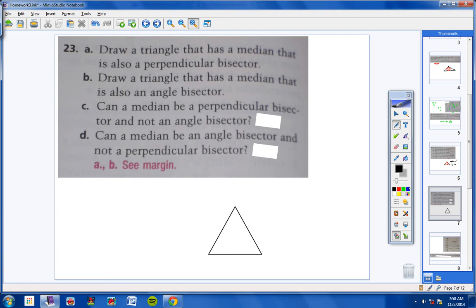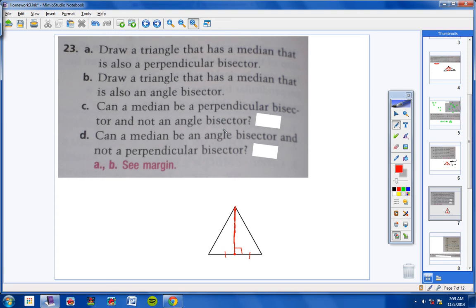Alright, here's my perpendicular bisector. Okay, but it's also a median. Well, a perpendicular bisector has to be perpendicular to a side, and it is. And it also has to be at the midpoint, and it is. A median has to run from a vertex and hit the midpoint of the opposite side, and it does all of that. So there's an example of a median and a perpendicular bisector that are the same thing, okay?